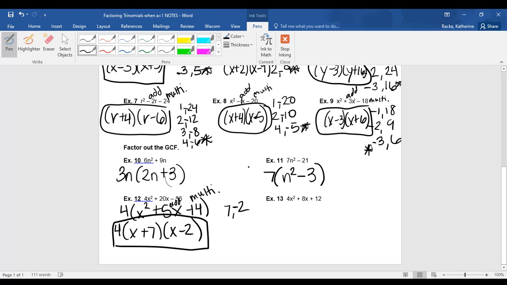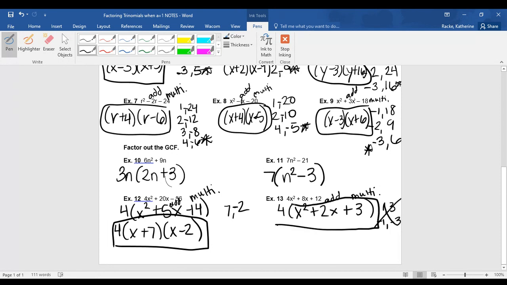Same thing with example 13. We need to check for the greatest common factor first. We have 4, 8, and 12. Well, 4 goes into all three of those numbers, so we're going to factor out a 4 again. We'll get x squared plus 2x plus 3. So two numbers that multiply to give us 3, but add to give us 2. The only numbers that multiply to give us 3 are 1 and 3. But since it's a positive, they both have to stay positive, or they both need to be negative. Either way, that will never give us a positive 2. So it doesn't work, we can't do it, and we just leave it as is, okay?